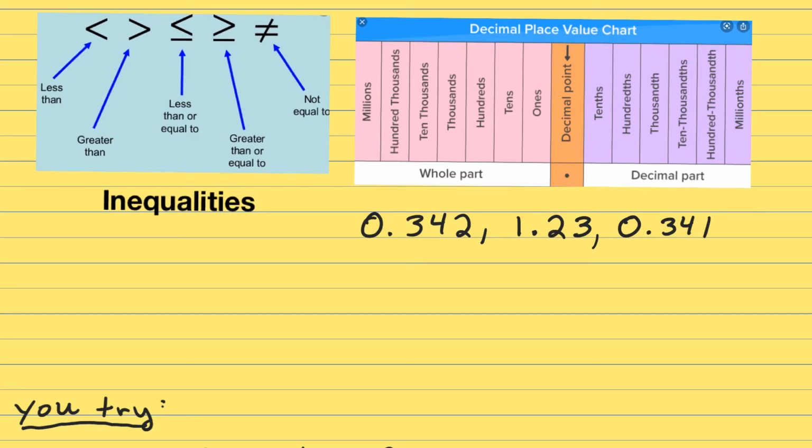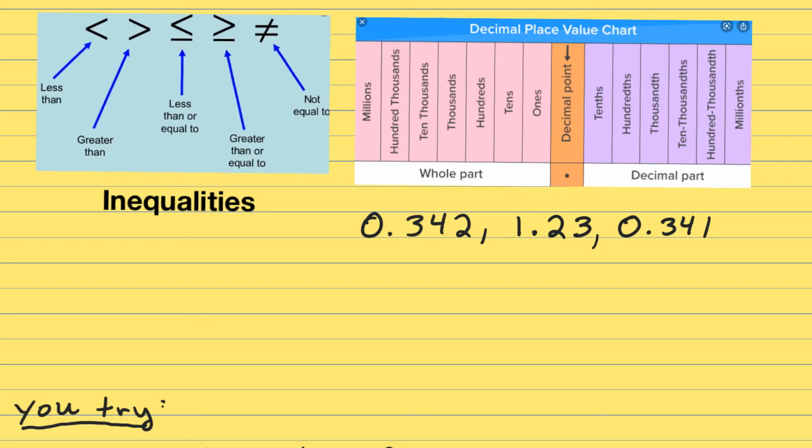So this is a short video where we'll compare and order rational numbers. Remember, rational numbers are numbers that can be written as a fraction. We use inequalities to compare, and the two inequalities that we're using in 6th grade are less than and greater than. During this video, I'll do an example, and then I'll say, now you try.